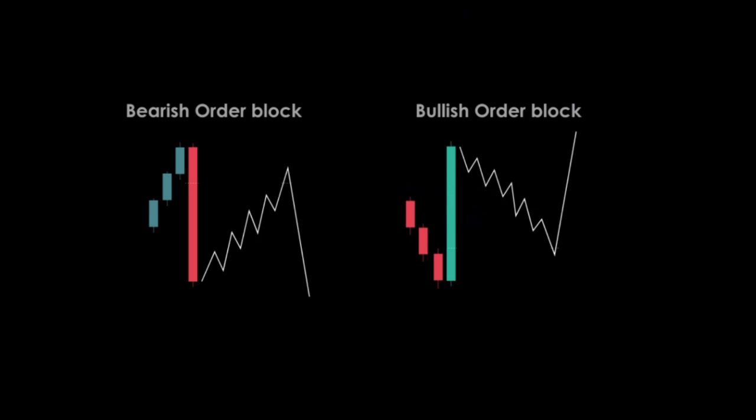Now, I know that you might be asking, why are ICT order blocks important? They're important because, number one, they mark out areas of institutional interest. Number two, price often retraces to the order block before continuing. And number three, they can be used to find high probability entries with good risk to reward. And we are going to look at examples of these order blocks playing their part on the charts.